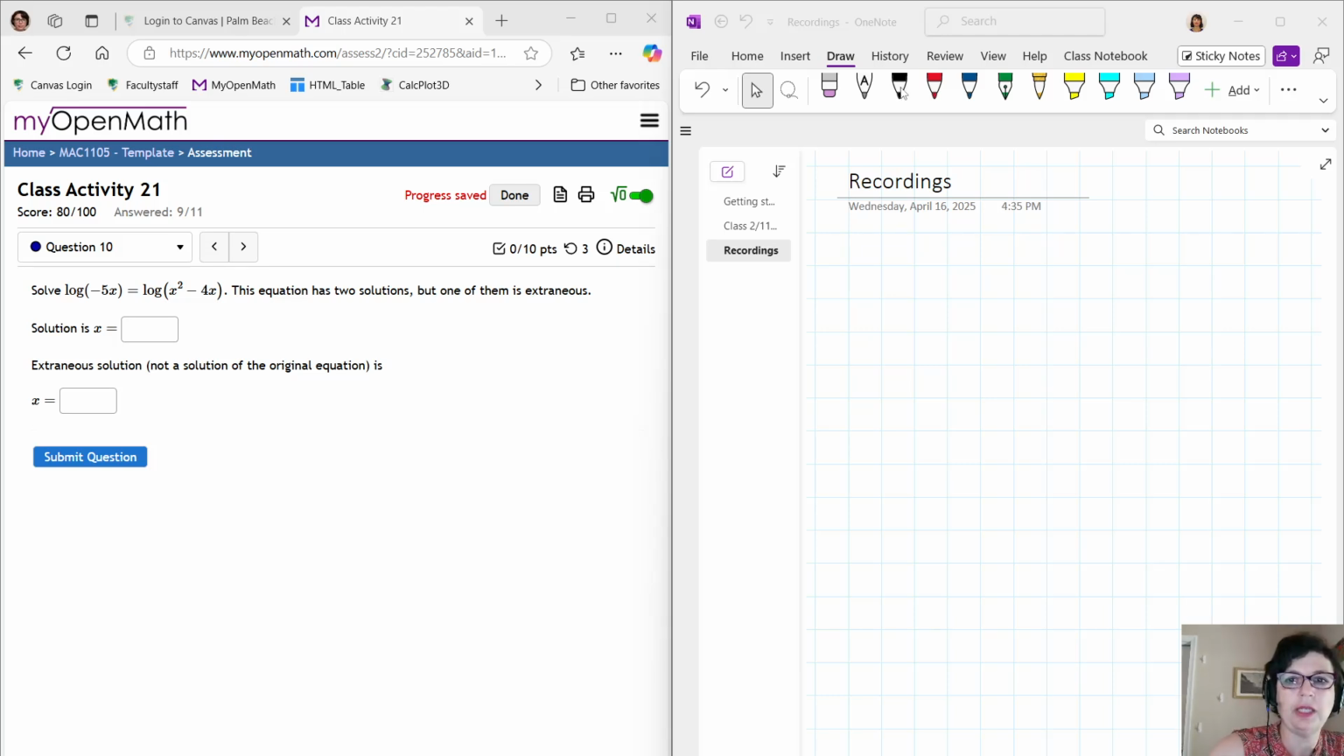Okay, so in this example, we are going to start solving log equations, but we have more than one log. So we have one on the left-hand side, and we have another one on the right-hand side.